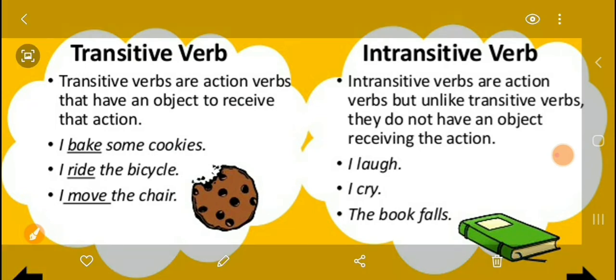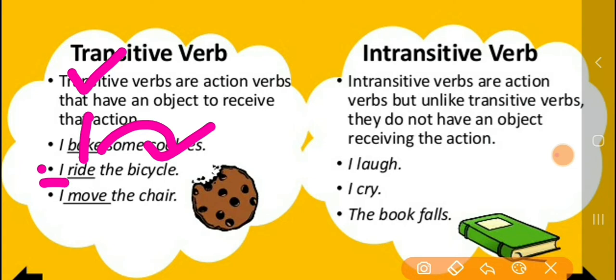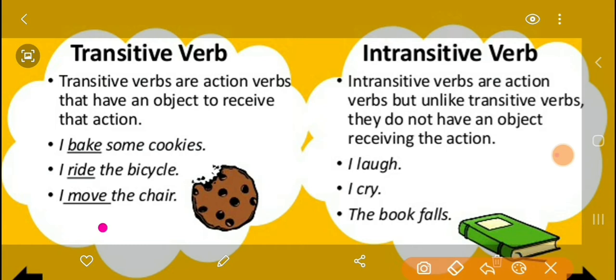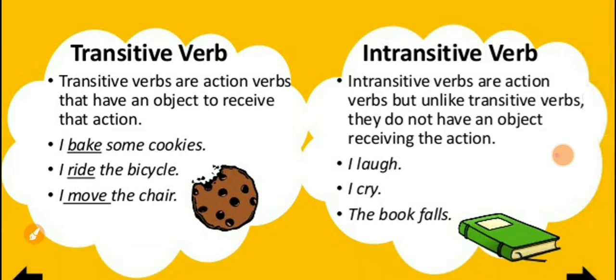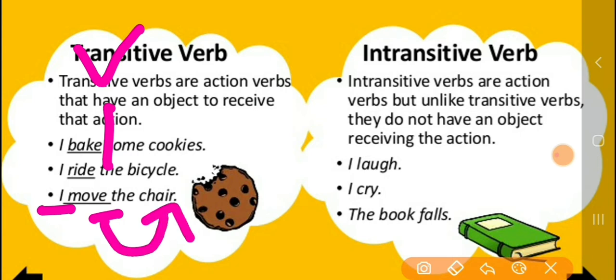In the second sentence, I ride the bicycle. So again, step by step, I is the subject, ride is the verb, and the action of ride is passed on to the word bicycle. So it is a transitive verb. In the third sentence, I move the chair. So I is the subject, move is the verb, and the action of being moved is passed on to the word chair. So it is a transitive verb.